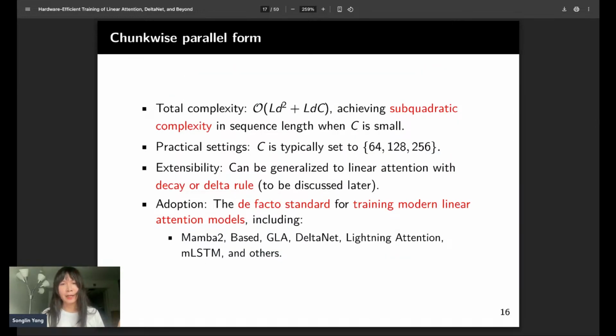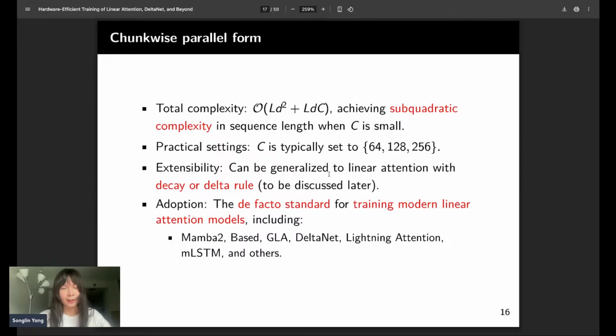To summarize, with this chunkwise form and with the fixed chunk size C, the overall time complexity is O(L d squared) plus O(L d C), which is subquadratic when C does not grow with respect to the sequence length L. In practice, we set C to a small constant that allows us to do hardware-efficient computation, for example 64, 128, and 256. These are very common block sizes when we write matrix multiplication kernels.